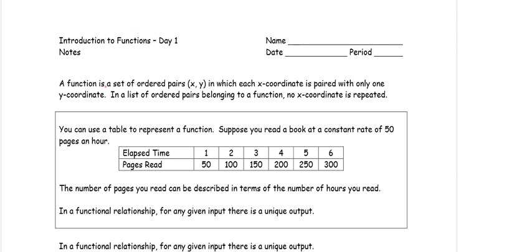Okay, so a function is a set of ordered pairs. So you guys have a relation. That's what you're working in Math 6, is a relation. Functions are very specific and incredibly important algebraic concepts going into upper level mathematics, into pre-calc and calculus, all right? A function is a set of ordered pairs, (x, y), in which each x coordinate is paired with only one y coordinate. This is so important. This is what a function is. In a list of ordered pairs belonging to a function, no x coordinate is repeated. No x coordinate is repeated. I'm going to be mentioning that quite a bit today.